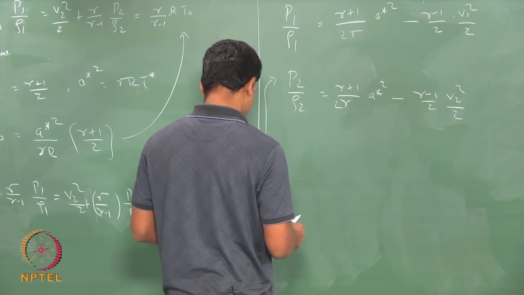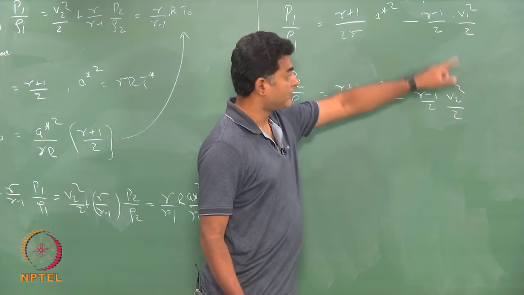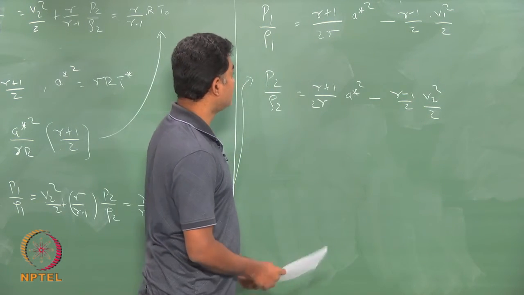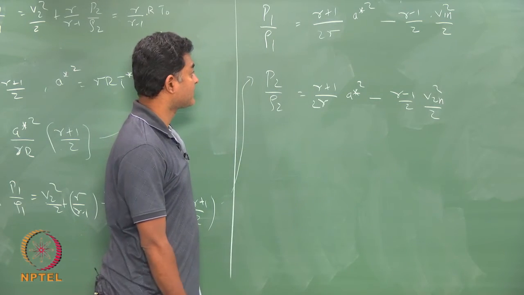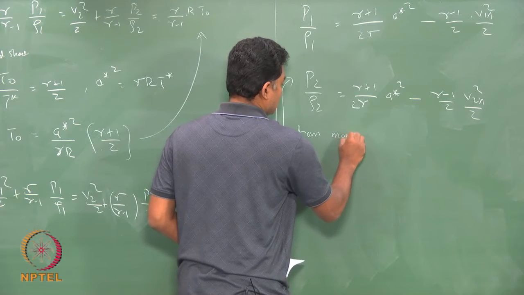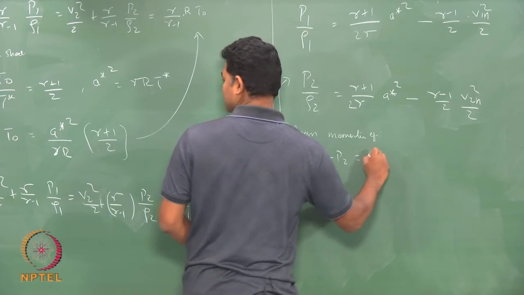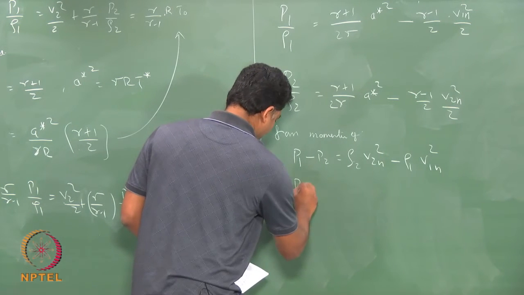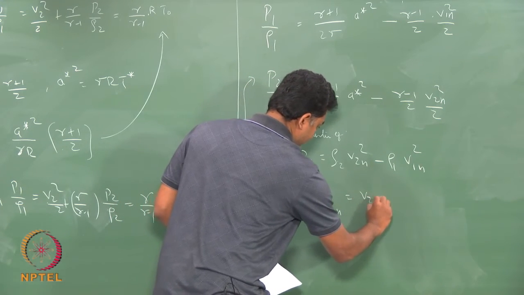So, when it comes to the oblique shock relation, all I need to substitute is, instead of V1 I will substitute V1n, and instead of V2 I will substitute V2n. Okay. So, for oblique shock I will replace V1 and V2 with the normal components. And from the momentum equation, which we have written as P1 minus P2 as rho 2 into V2n square minus rho 1 into V1n square, I would rewrite this as P1 by rho 1 V1n minus P2 by rho 2 V2n equals V2n minus V1n.